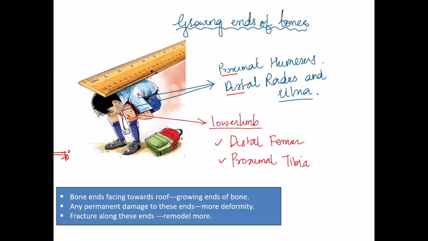If you remember this figure, you can recall it in your exam if they ask anything about this topic. To mention here, bone ends facing towards the roof are the growing ends. Any permanent damage to this end, that is to the germinal layer, causes more sequelae or more deformity. The third thing is a fracture along this end. It is close to the growing epiphysis. If the fracture happens close to the growing physis, the remodeling potential is more.